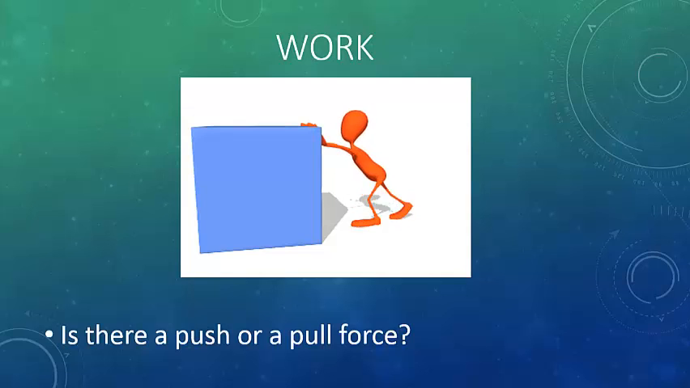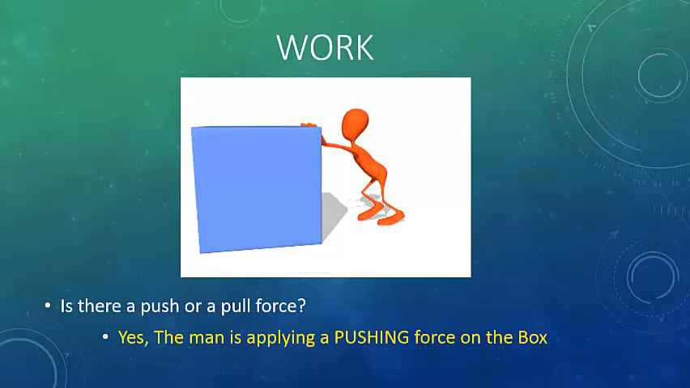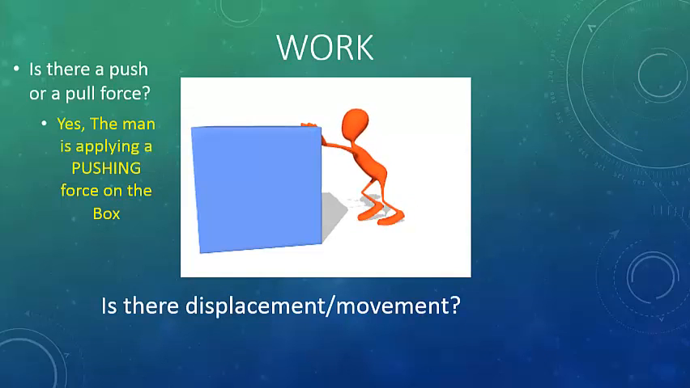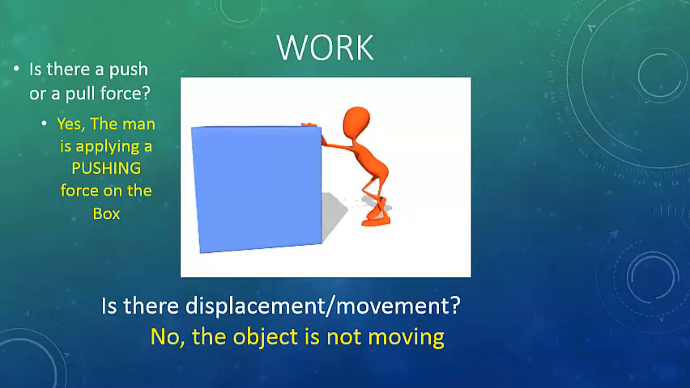So, first criteria is if there is a push or a pull force. So looking at this picture, is there a push or a pull force? Yes, the man is applying a pushing force on the box. He's pushing it, he's trying to move it. Now let's take a look at our second criteria. Is there a displacement or movement? Although he's pushing on it, I don't see movement. The box is staying put. So since the object, the box, is not moving, there is no displacement.